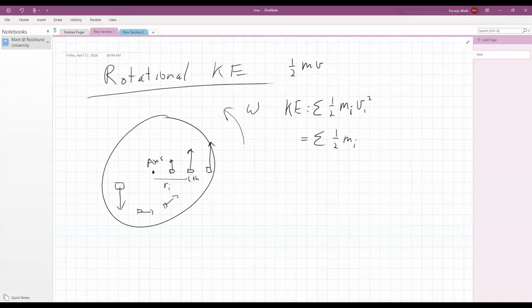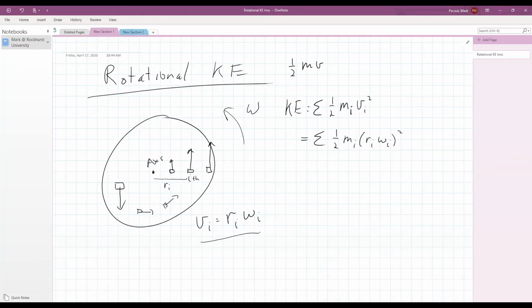But I want to write the velocity. Remember, the velocity of the ith chunk is just the radius for the ith chunk, that is its distance from the axis, times the angular velocity of that ith chunk. Okay, so I'm going to take that and substitute that in here. So it's going to be r sub i omega sub i squared.